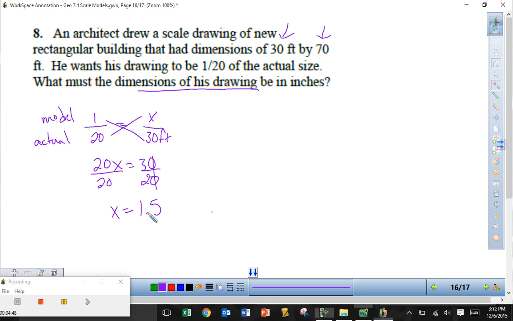Okay, and notice it says, what must the drawing be in inches? So that's what we want to tack on for our label, inches. Okay, let's do the same thing for the other height, or the other length.